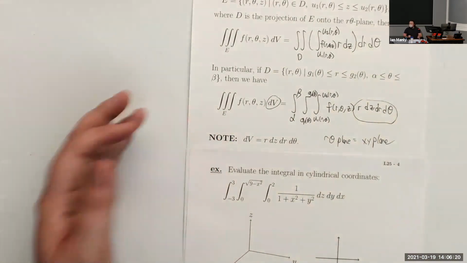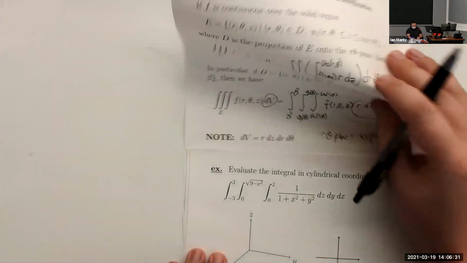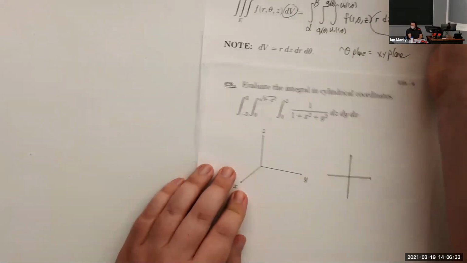Because you could write any xy coordinate you have in terms of r and theta. Is it easier to integrate z first? Typically, when you use cylindrical coordinates, yeah, it is. All right, let's get a demonstration of this.